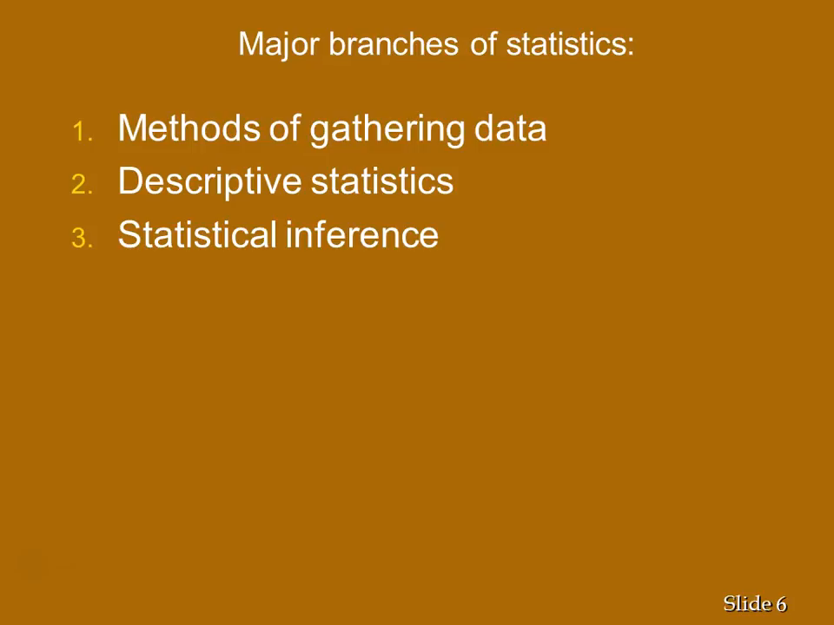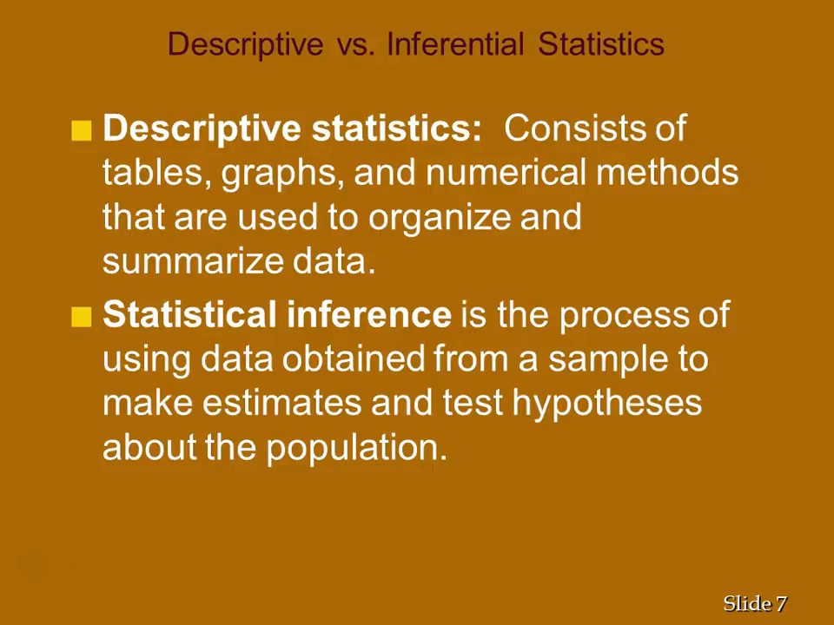The second and third branches of statistics we'll spend more time on. Descriptive statistics, number 2 there. We will spend a couple of modules on descriptive statistics. And ultimately, we want to get to number 3, statistical inference. Descriptive statistics refers to tables, graphs, and also numerical methods that can be used to put data into a more organized fashion, to help summarize it, etc. And as I said, we will spend a couple of modules on descriptive statistics.